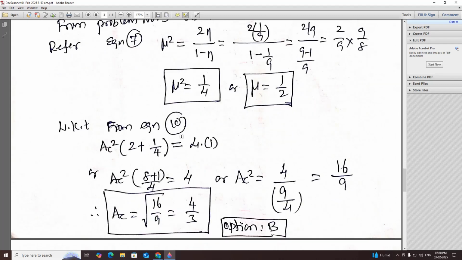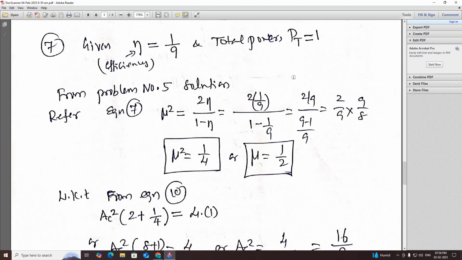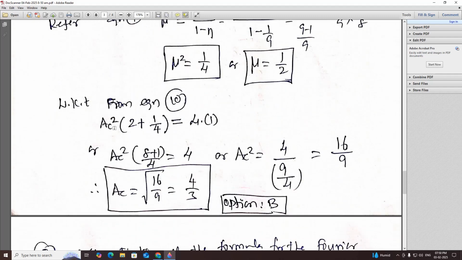Then from equation 10 in the previous problem number 5, we know that Ac square is equal to 4 times PT divided by (2 + mu square). This mu square value is 1/4, and PT value is equal to 1. If you solve this, the denominator becomes 8 + 1 by 4, that is, 9/4.